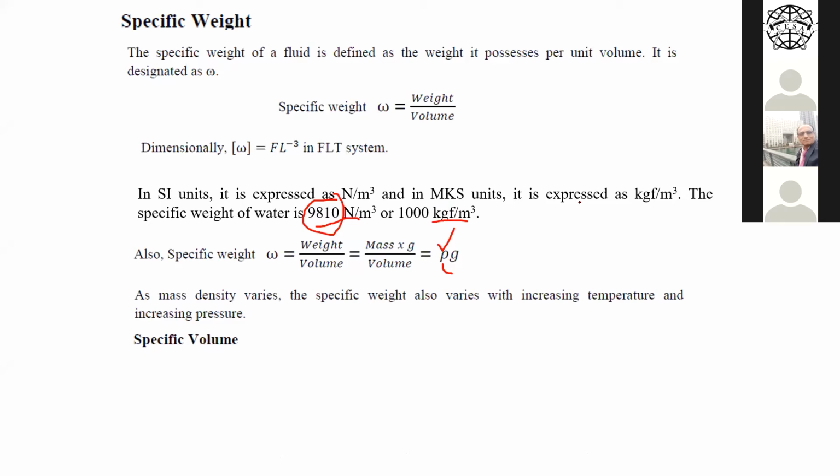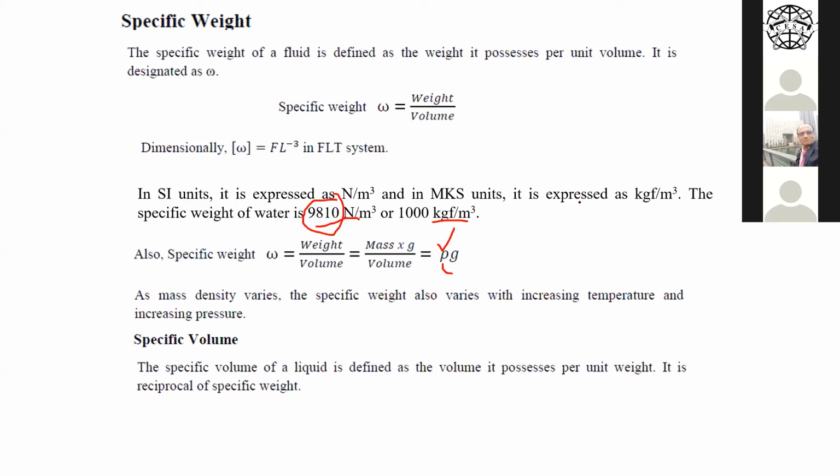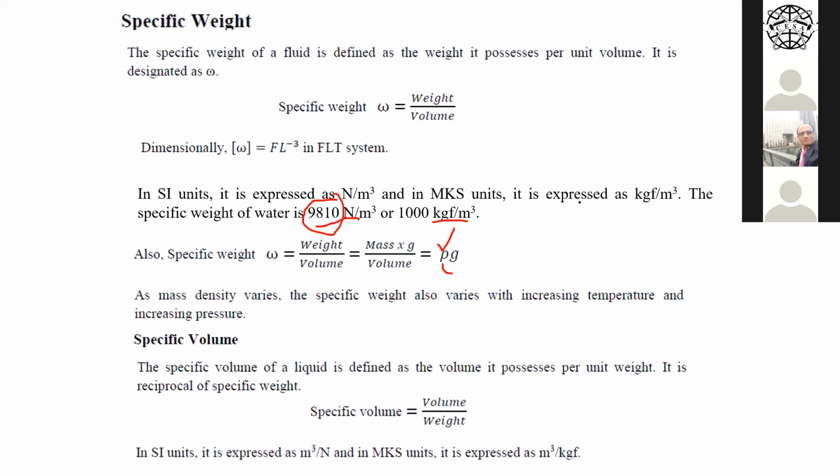There's another term called the specific volume. Specific volume is nothing but, for liquids, the reciprocal of specific weight. For gases, generally the molecules are there, so we say that it is the reciprocal of mass density. So here it is nothing but volume divided by weight. It is the reciprocal of specific weight. Since specific weight is Newton per meter cube, here it is meter cube per Newton.